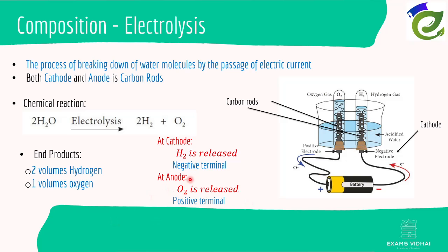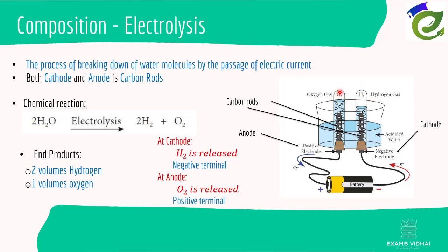Now for the anode, oxygen gas will be released and it's at the positive terminal. Similarly, this side of the battery is the positive side, and the anode will be this specific carbon rod where it is attached. You can see in this diagram itself that oxygen gas is collected at the positive electrode and the hydrogen gas is collected at the negative electrode.